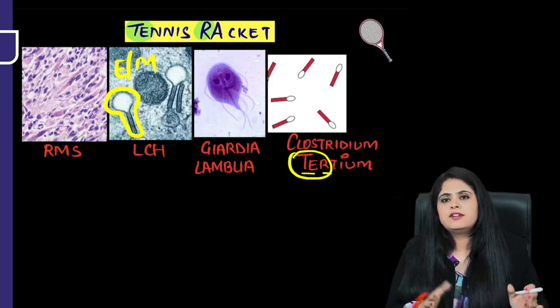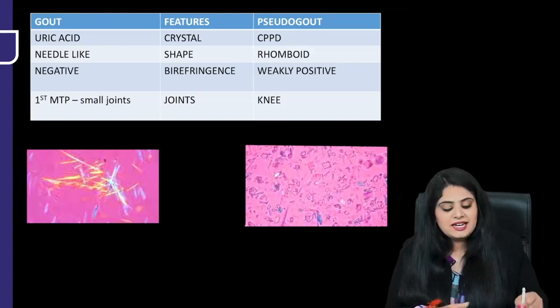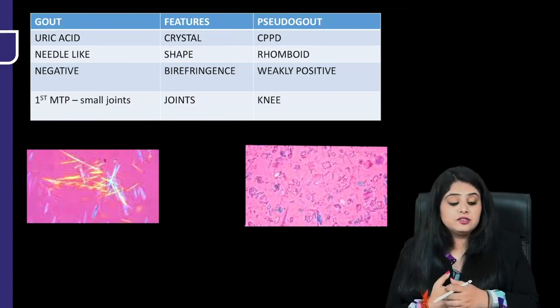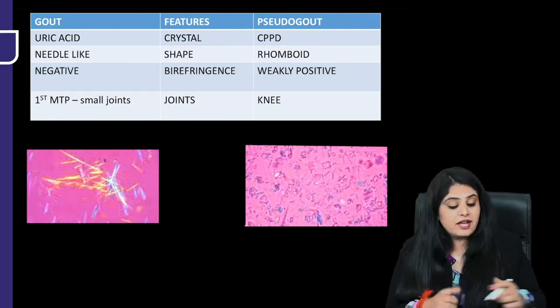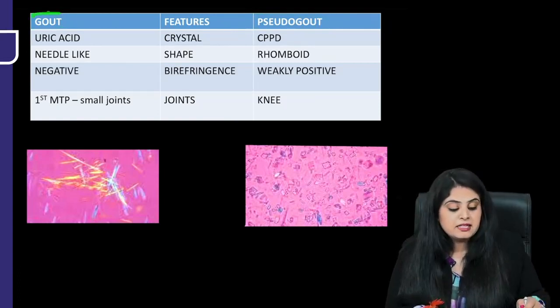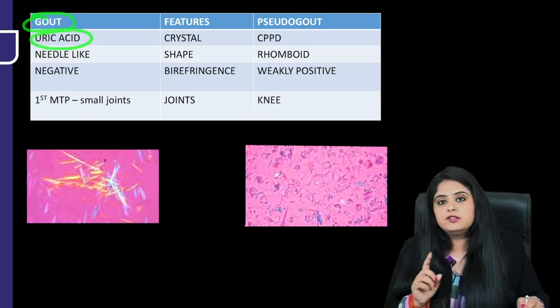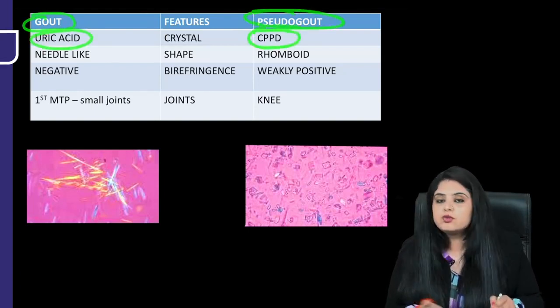Soft tissue is also done. Why should we leave the joints? Quickly, let us do the images for gout and pseudogout. And you already know this. This was the recent FMG 2023 question in January. So please remember, gout is going to show you what crystals? Uric acid. And pseudogout shows you CPPD.